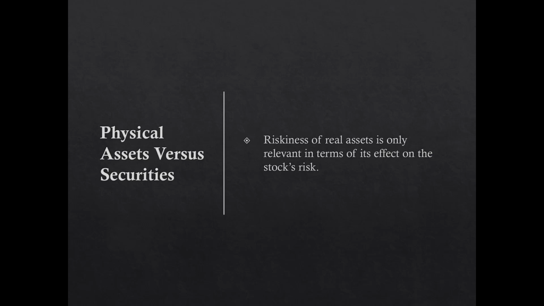Physical assets versus securities. The riskiness of real assets, so the riskiness of the underlying assets in a business, is only relevant in terms of its effect on the stock risk. We generally don't measure the riskiness of a company by deconstructing the riskiness of each of the components of that company's balance sheet as a physical asset and figuring out what the volatility is. We look at it essentially as a portfolio of assets, and it's only relevant in terms of how it impacts the company's stock price, not necessarily how each small component of physical assets is impacted at that level.